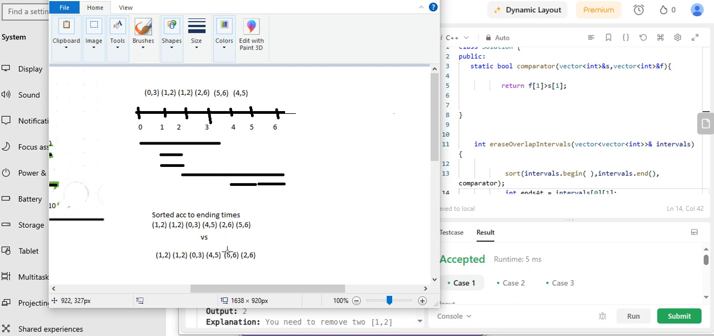Let's see. So it doesn't matter really. But let's see, why doesn't it matter? So my algorithm is, this is where I explain the algorithm. So please try to carefully listen.